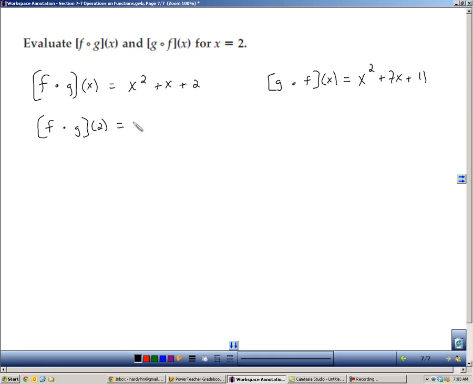So I'm going to replace the x with all 2's. 2 squared plus 2 plus 2: 4, 6, 8. So the composition is 8 when I plug a 2 in. And then likewise over here, plug a 2 in for all the x's. 2 squared plus 7 times 2 plus 11. 4, 14, that's 18 plus 11, 29.